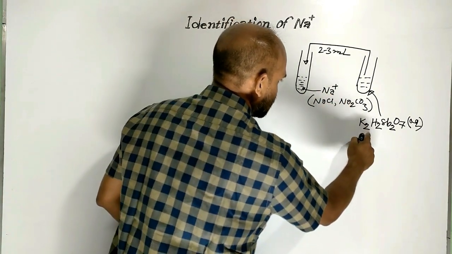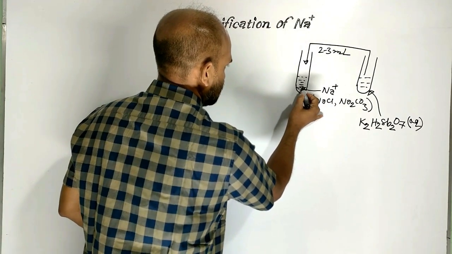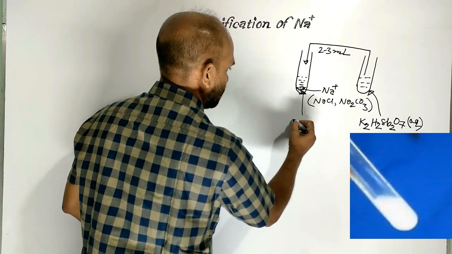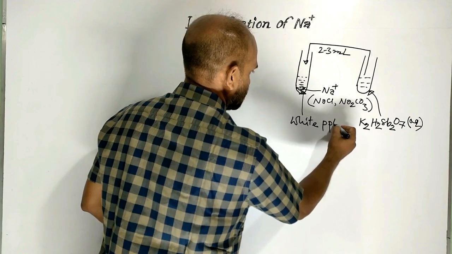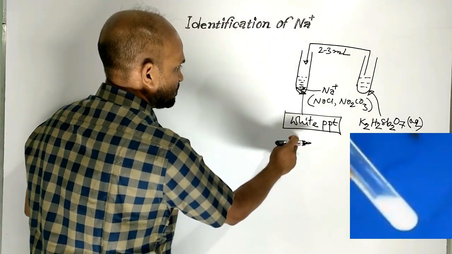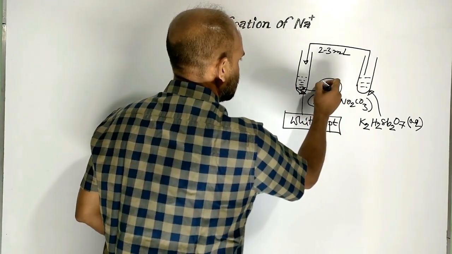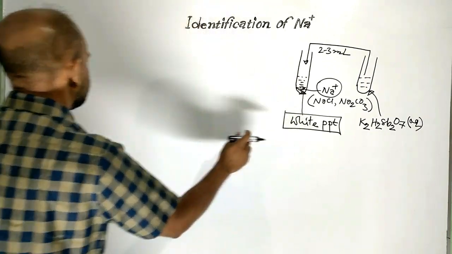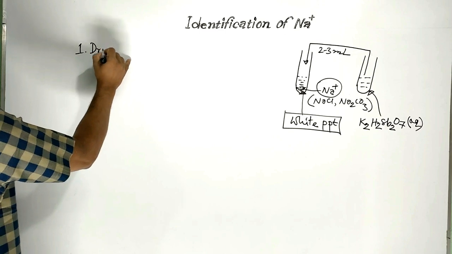With the addition of this solution, in this solution, white precipitate is formed. This white precipitate confirms the presence of sodium ion in the solution. This is wet test, but before this, dry test.